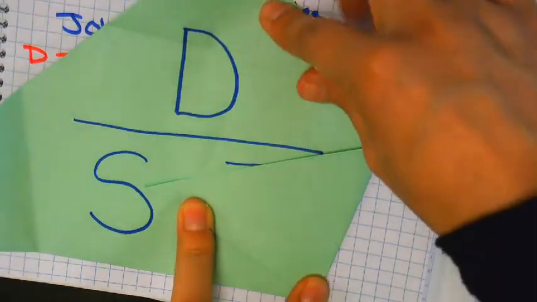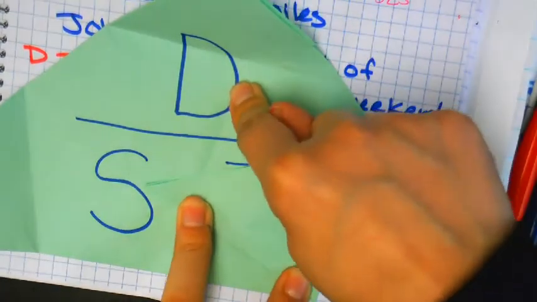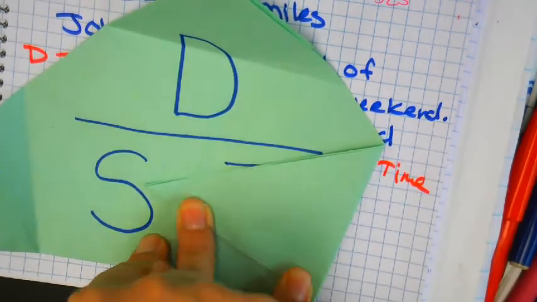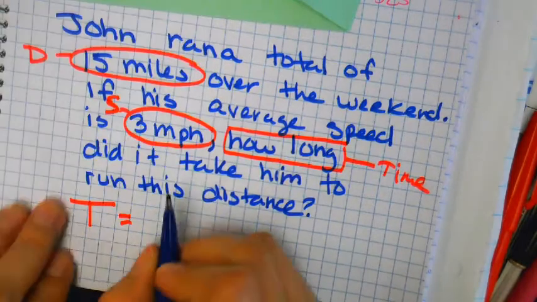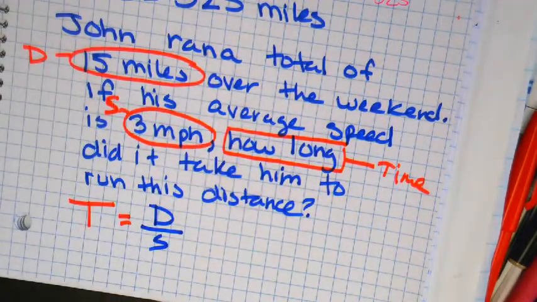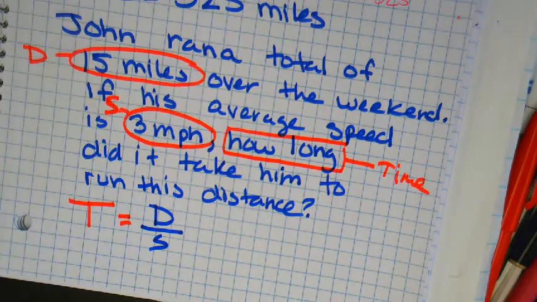So, what is left over? D. What does this line mean? Divided by S. So, D divided by S. Cover up the T. What am I left with? Oh, look how we're using our triangle. It's in our hand right now. So, the more you use it, the more you'll understand it, hopefully. So I cover up the T. I'm left with D over S.